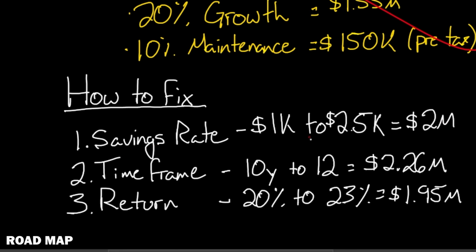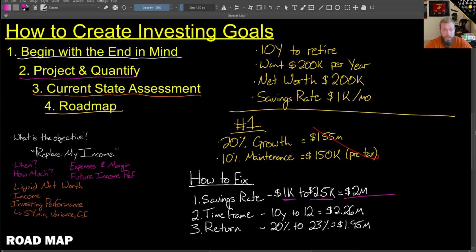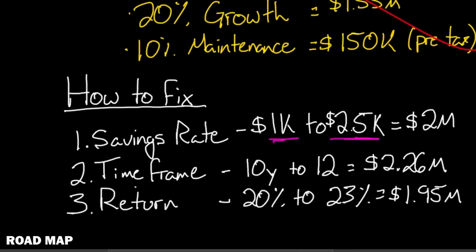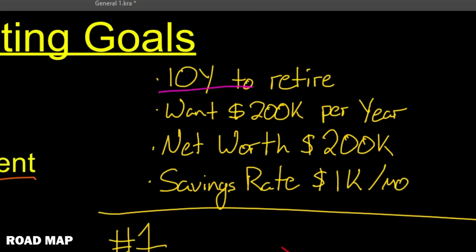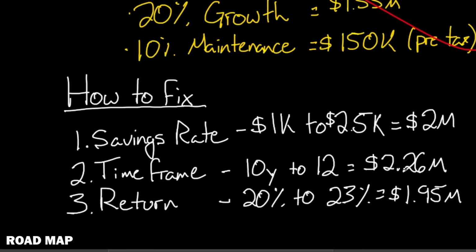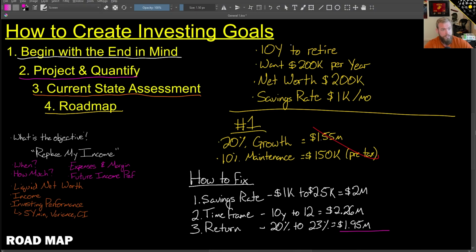If we're able to increase our savings rate from $1,000 to $2,500 per month, that gets you to your 2 million, everything else being the same, ceteris paribus. Or you can look at the time frame. If we instead keep the same performance, but instead of 10 years to retire, we move to 12 years, that gets you to 2.26 million. You've met your mark. Or you can play with your return. So let's say you can go from 20% return to 23% return, that gets you to 1.95 million again in this time frame. Now, really important note, this is all pre-tax.